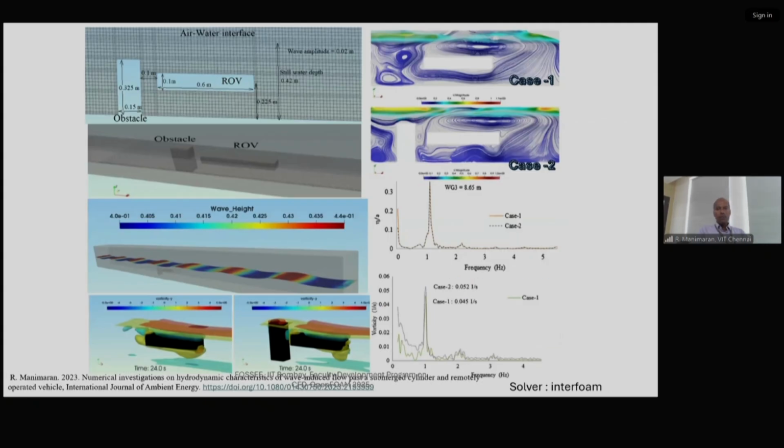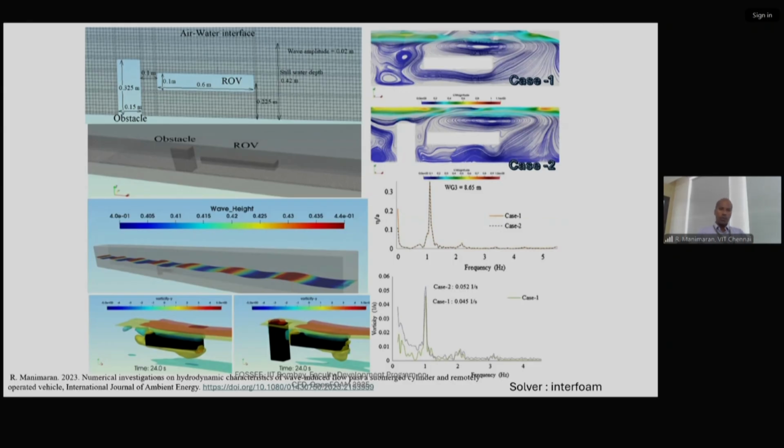And for the same object, if it is a structure, a bluff body like a square, or what we can see is like a prismatic object, what is the change? How does the Fourier spectrum of the wave change? Everything we explored, and in a three-dimensional environment, this one again using the interFoam solver.